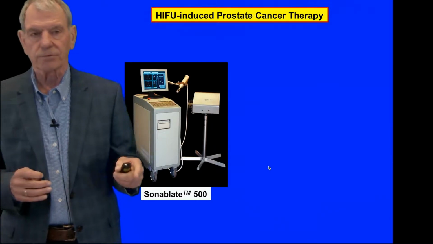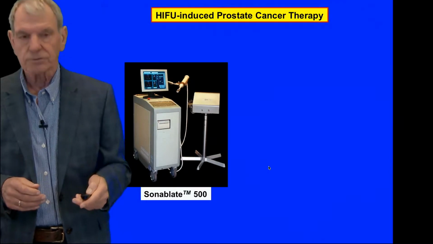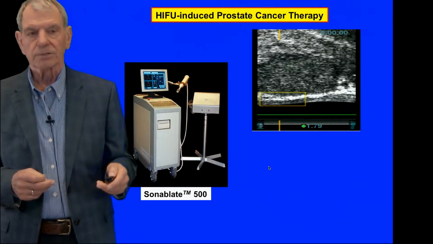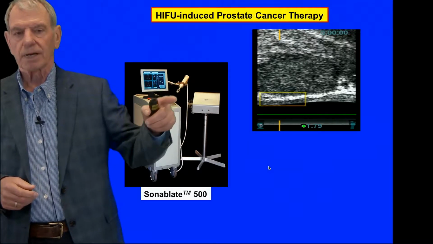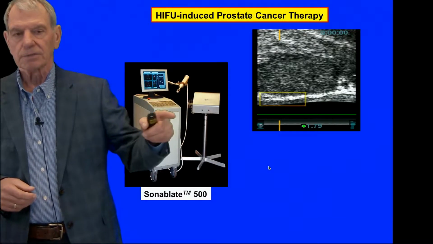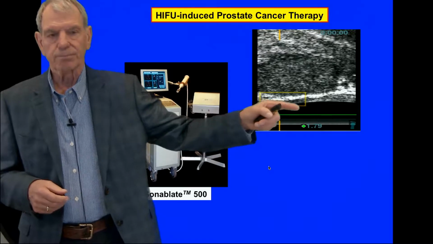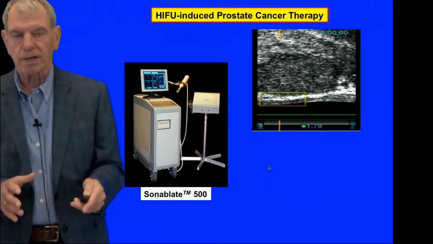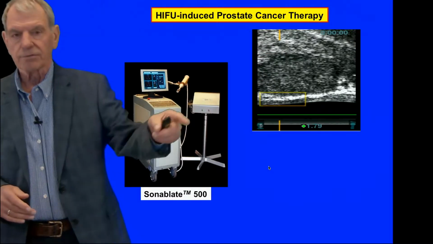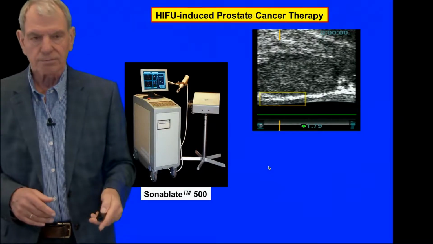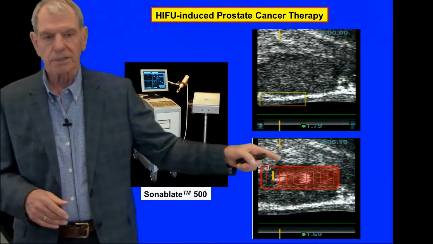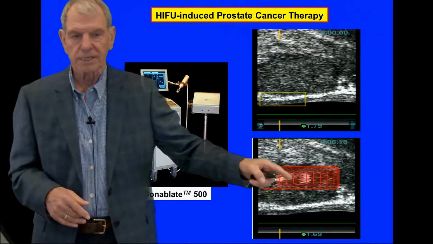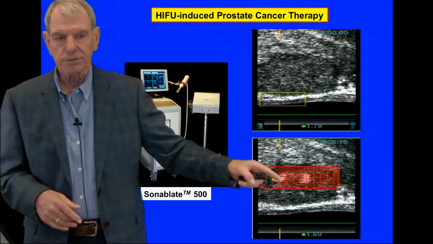So one of the applications of high-intensity focused ultrasound is the Sonoblate 500 from the original company Focus Surgery, and these are used to treat the prostate for both cancer and for BPH. So here is a system. This is a transrectal system. The transrectal system can be pushed against the prostate, and this is an image of the prostate.